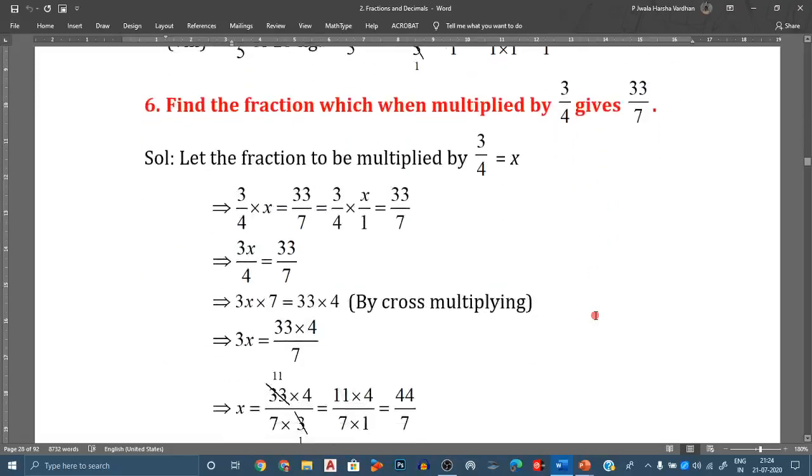Next, find the fraction which when multiplied by 3 by 4 gives 33 by 7.